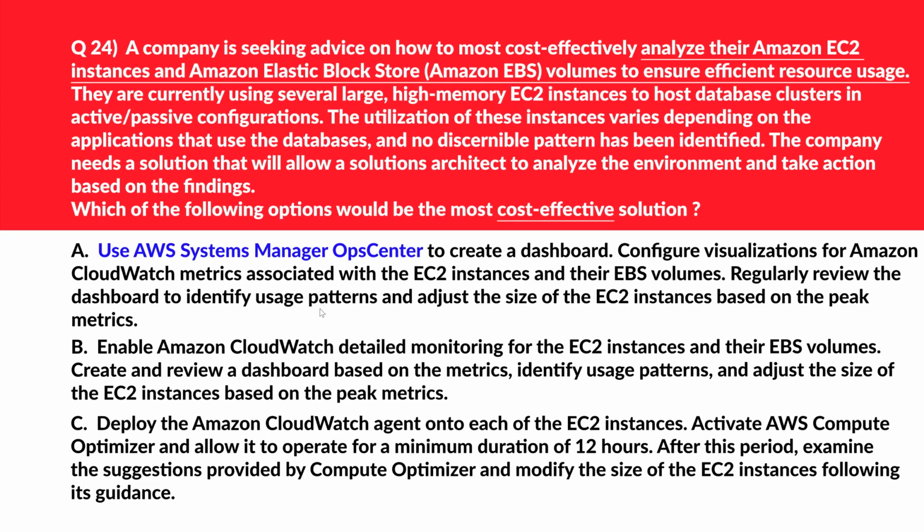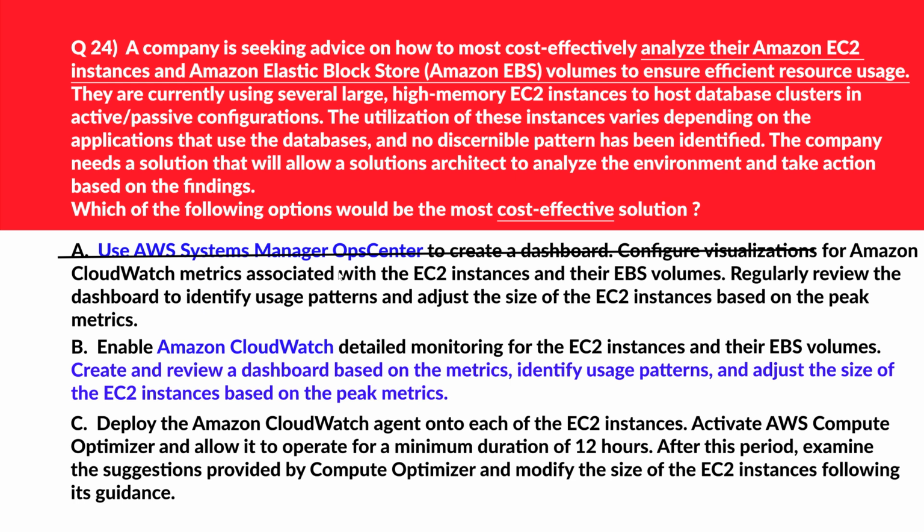Alright, let's look at option A. Option A says use AWS Systems Manager OpsCenter. AWS Systems Manager OpsCenter is designed for operations management and incident resolution, not for cost optimization. While OpsCenter can visualize CloudWatch metrics, it does not provide the automated machine learning based recommendations that Compute Optimizer does. Therefore, we'll reject this for now.